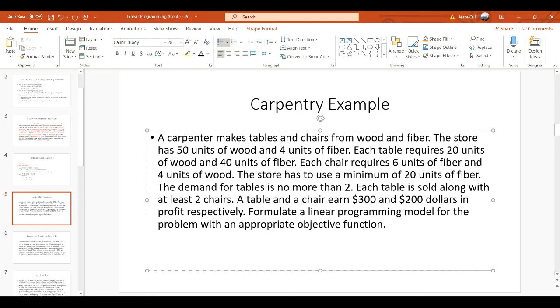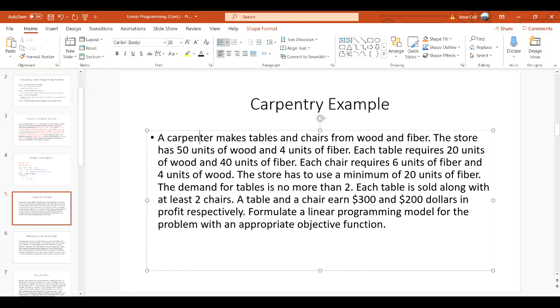So we have both what we're making and what's required to make them. The store has to use a minimum of 20 units of fiber. The demand for tables is no more than 2. Each table is sold along with at least 2 chairs. A table and a chair earn $300 and $200 in profit respectively. Formulate a linear programming model for the problem with an appropriate objective function.